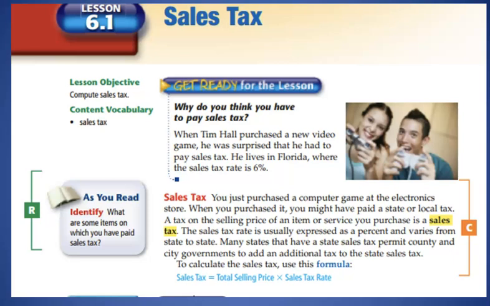Sales tax. You just purchased a computer game at the electronics store. When you purchased it, you might have paid a state or local tax. A tax on the selling price of an item or service you purchase is a sales tax. The sales tax rate is usually expressed as a percent and varies from state to state. Many states have a state sales tax, and permit county and city governments to add an additional tax to the state sales tax. So what this means is that sometimes a state tax might be 7% and then a city tax might be 1%.